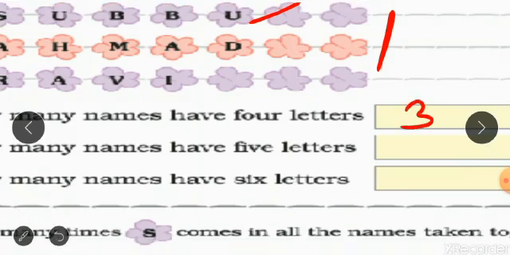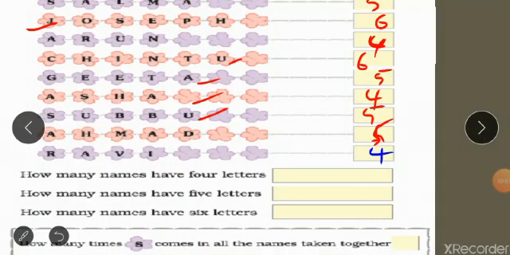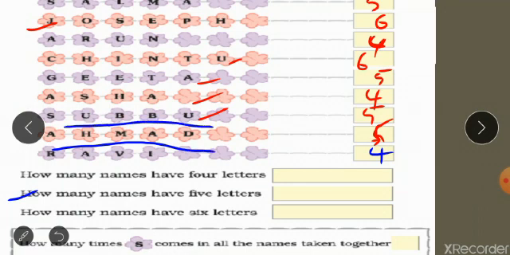And next, listen. The second question they are asking is how many names have 5 letters. You just see, Hamad is 5 letters, and Subbu also 5 letters, and Geeta 5 letters, and who is that? Joseph, no, Salma is a 5-letter word. So 4 names have 5 letters.